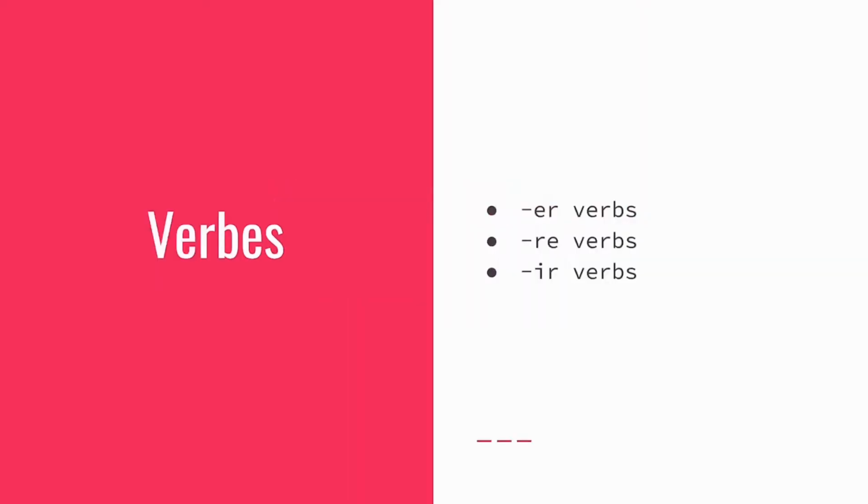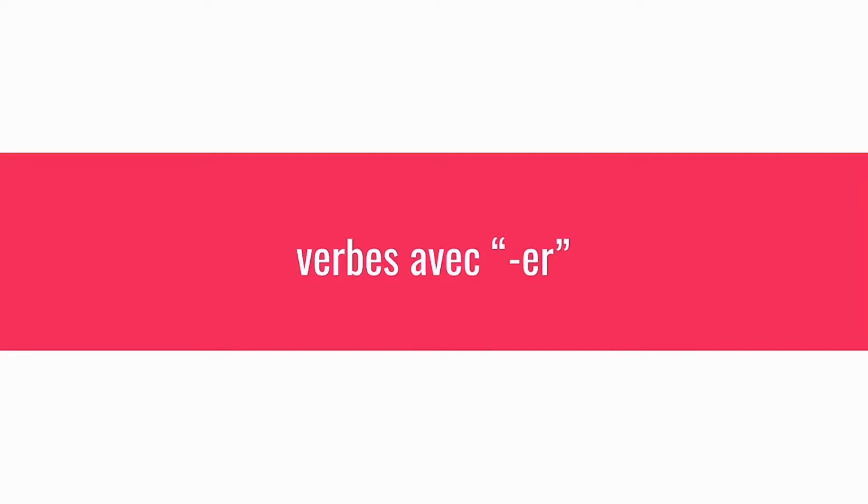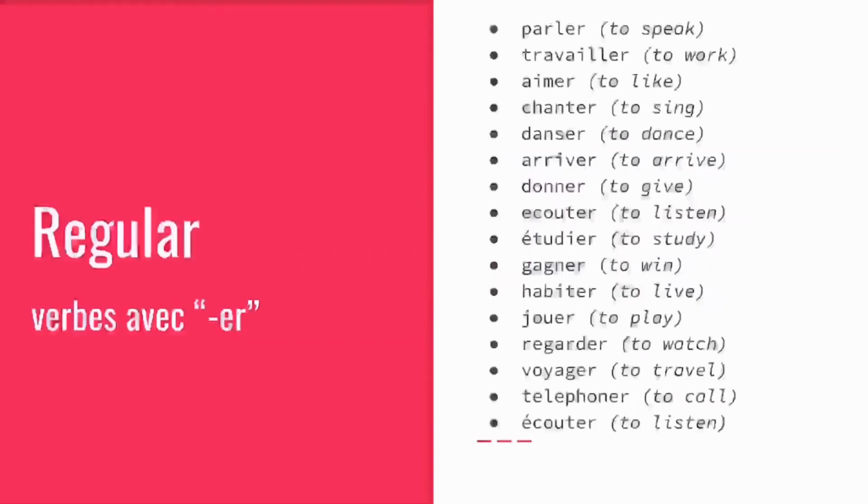So there are three different types of verbs. We have verbs that end in ER, RE, and IR. First, let's start with ER verbs. This is a list of regular ER verbs. Obviously, there's more ER verbs in the French language, but for high school, these are the main verbs you're going to focus on. So let's try conjugating a regular ER verb.